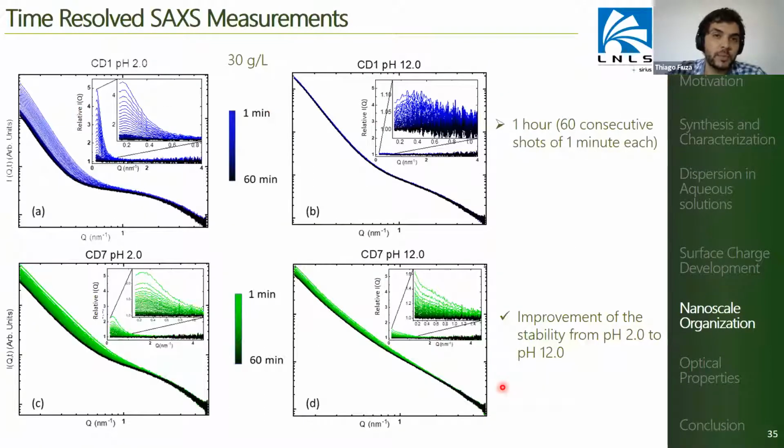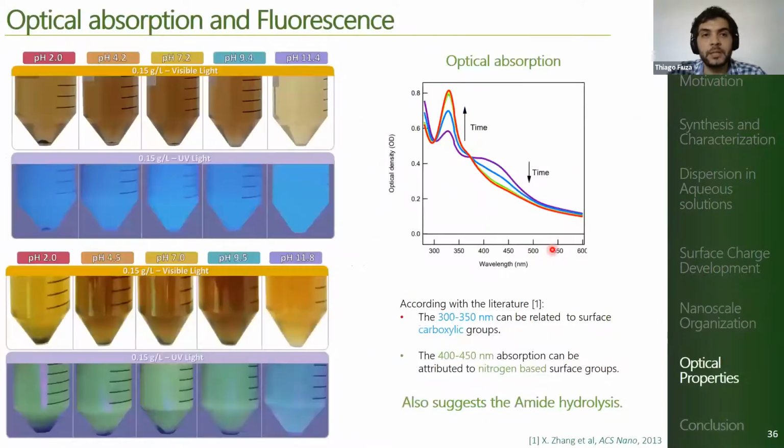When performing time-resolved SAXS measurements, we can get an idea of the sedimentation process at the nanoscale level. As you can see here, at pH 2, the relative intensity really decreases as a function of time. And at pH 12, this is really reduced, which shows the improvement of the colloidal stability.